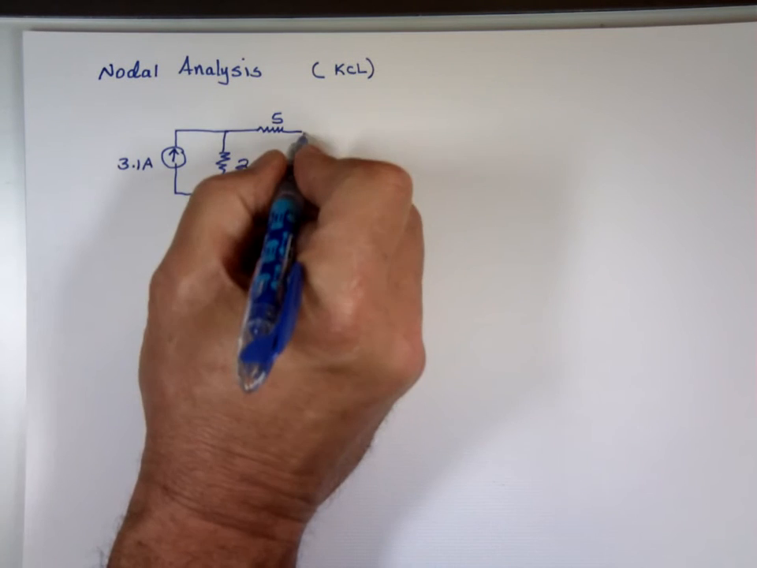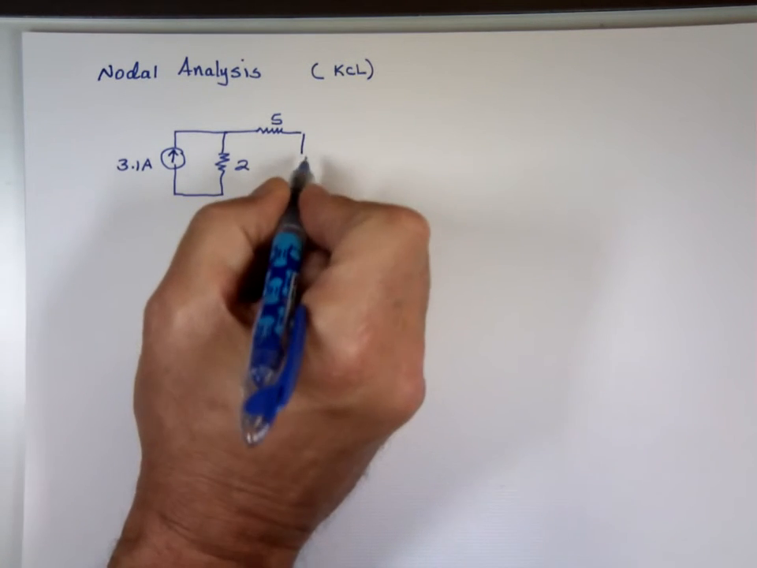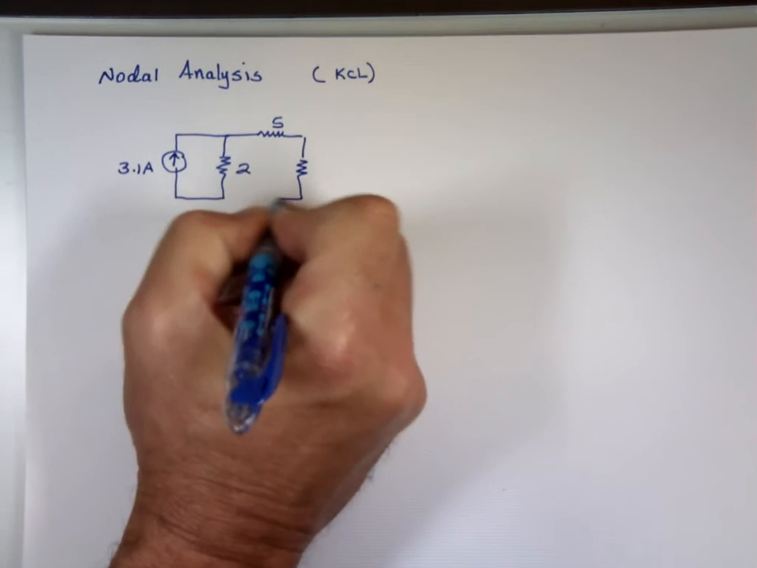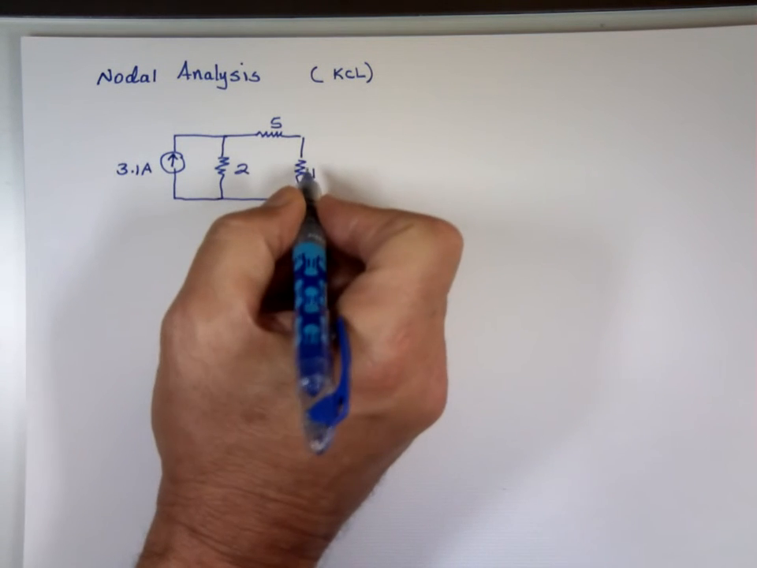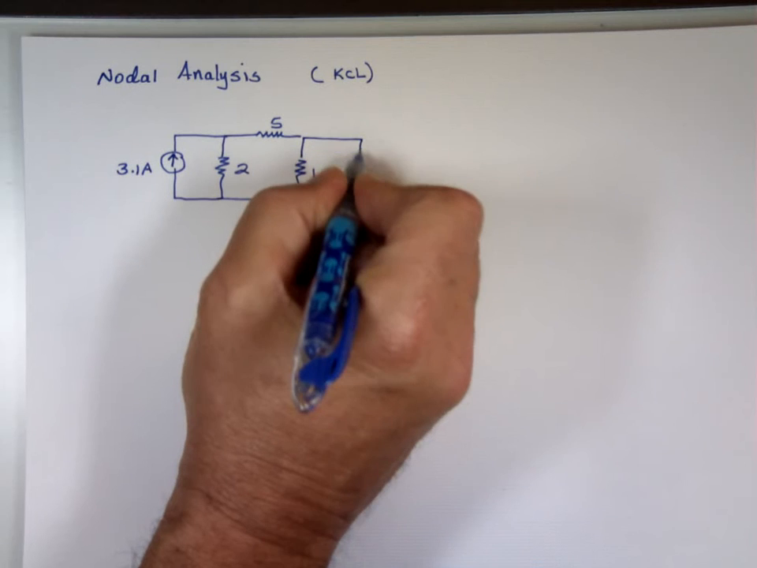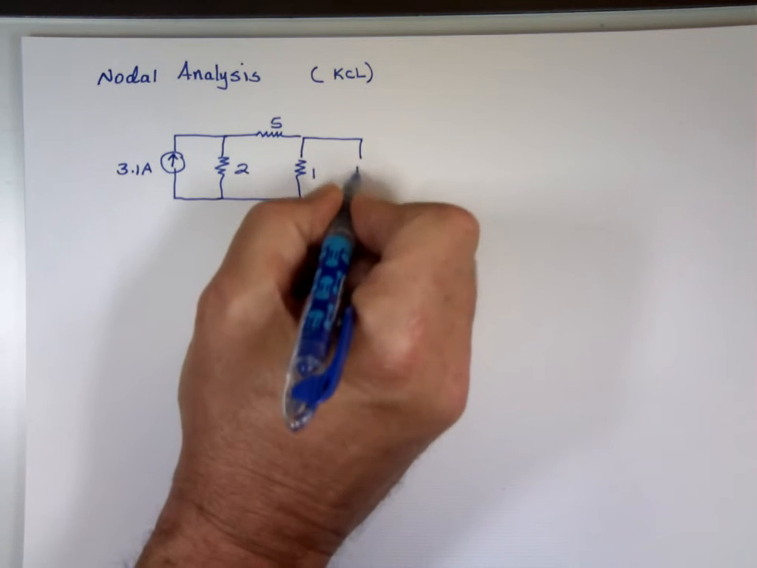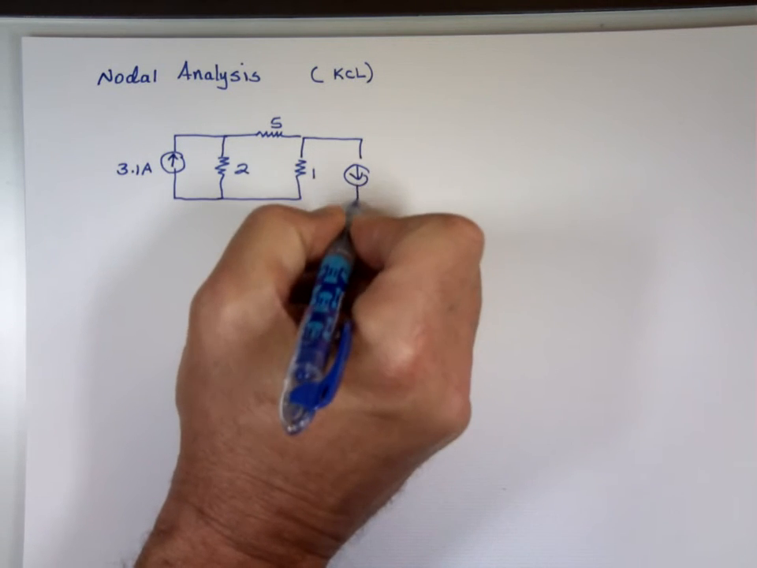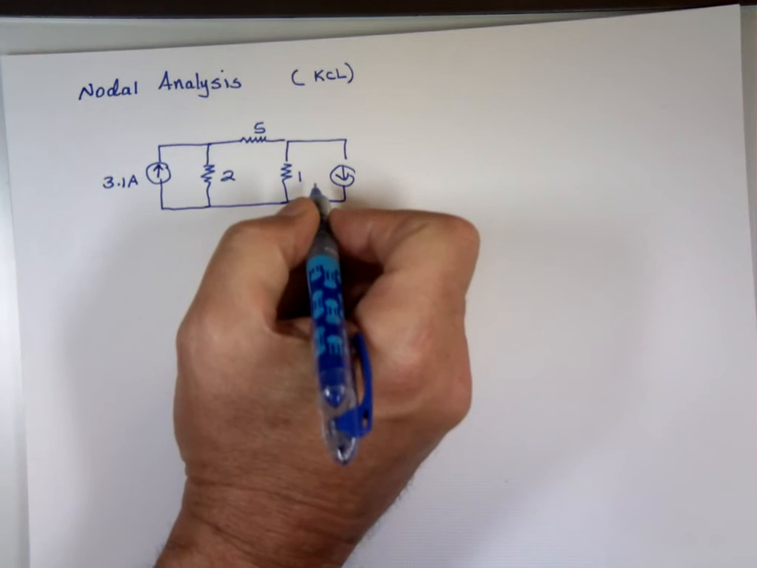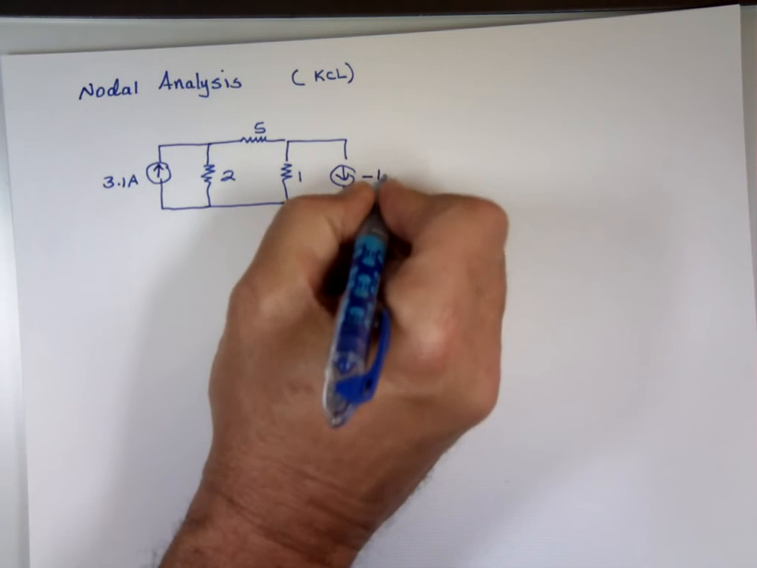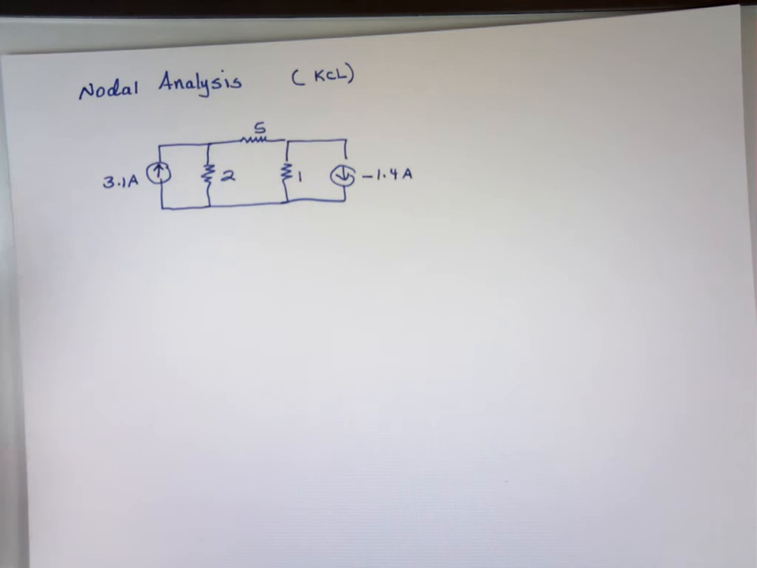5 ohms and 1 ohm. And there's another current source right here, and the value of that current source is negative 1.4 amps. You can leave it the way it is. If you don't like it, you can change the direction, making it going up with the value of what? Plus 1.4, yes.